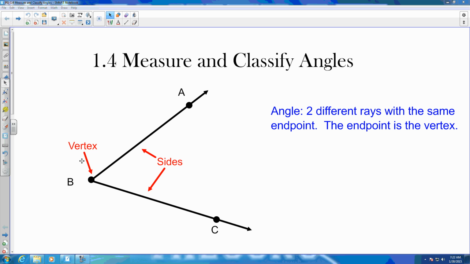point B in this case is the common endpoint, which is where the ray starts for both sides, and it's point B, and then the sides would then come from point A to point C.